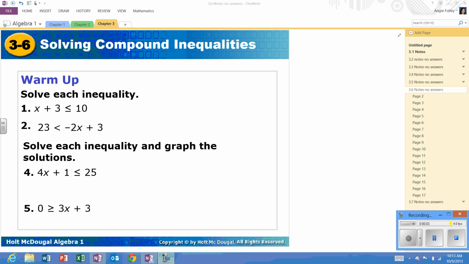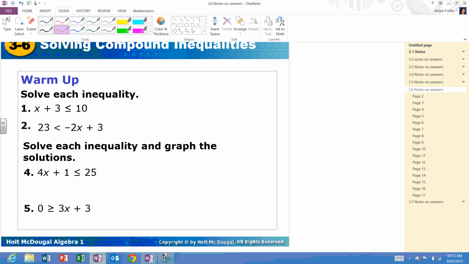Okay, this is the Algebra 1 lesson on section 3.6. We're going to look at solving compound inequalities. So let's start with our warm-up. Again, pause it if you have not done the warm-up yet.